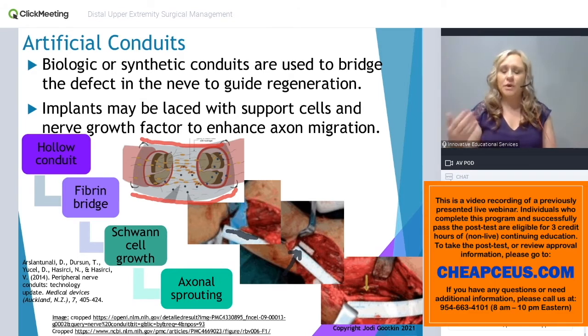The individual went through the healing process. There was a little bit of wrist drop and sensory changes, but some recovery was achieved for the patient. And then 23 months later, if we look at that same area in the bottom image, we see that it's just the nerve and that conduit is gone.